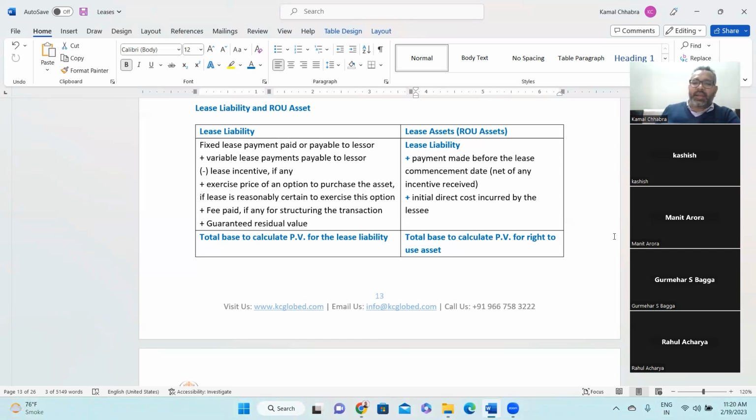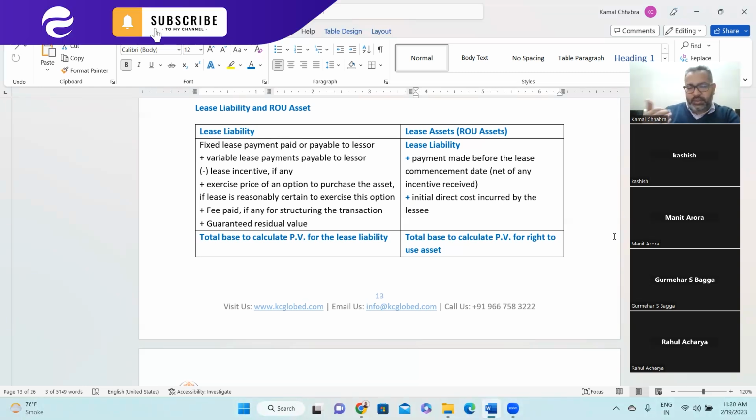And then the exercise price of the option, that is if you are planning to purchase at the end, and the fee paid for structuring is the initial direct cost, which we have already discussed, and guaranteed residual values. Everything summed together, and their present value will be your lease liability. And what do you do with the lease liability? We recognize it in the books.